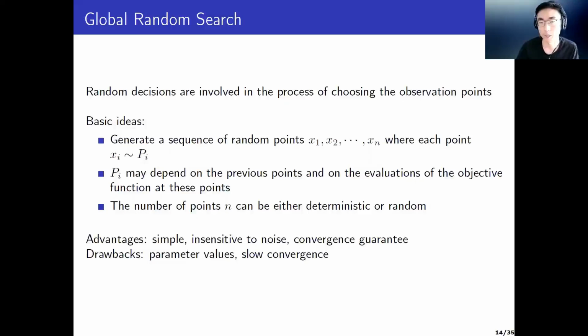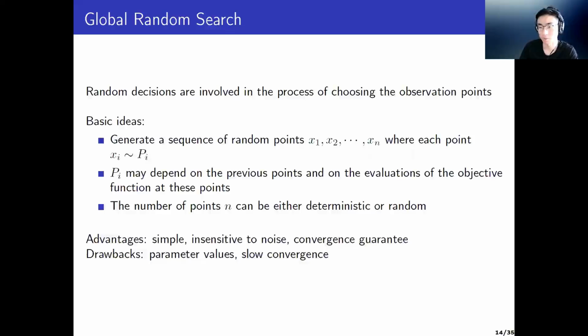Global random search algorithms are global optimization methods where random decisions are involved in the process of choosing the observation points. Next, we discuss the basic ideas of global random search. We generate a sequence of random points where each point x_i follows some probability distribution P_i. The distribution P_i may depend on the previous points and the evaluations of the objective function at these points. The number of points can either be deterministic or random, and may also depend on the results of the objective function evaluation at these points.